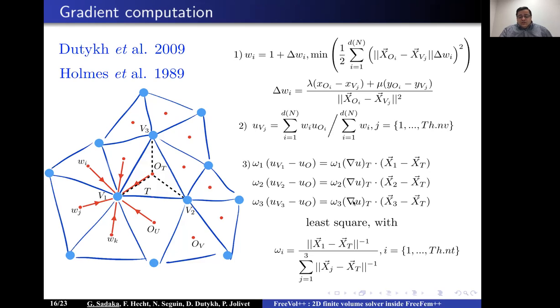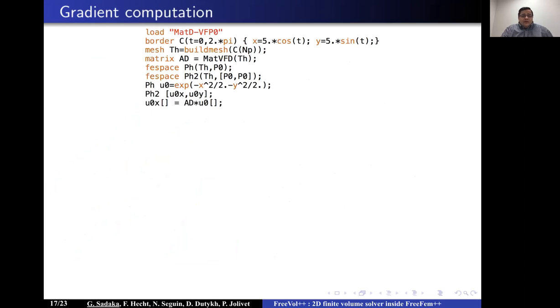we solve this one using a least square method, where we compute another weight omega e, which depends on the coordinates of the difference between the center and the vertex. And with this, we can now do it with FreeFEM like this.